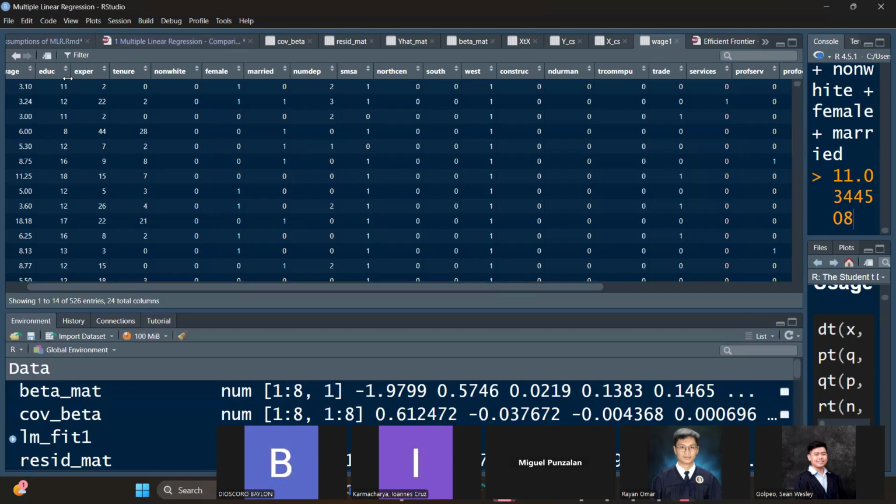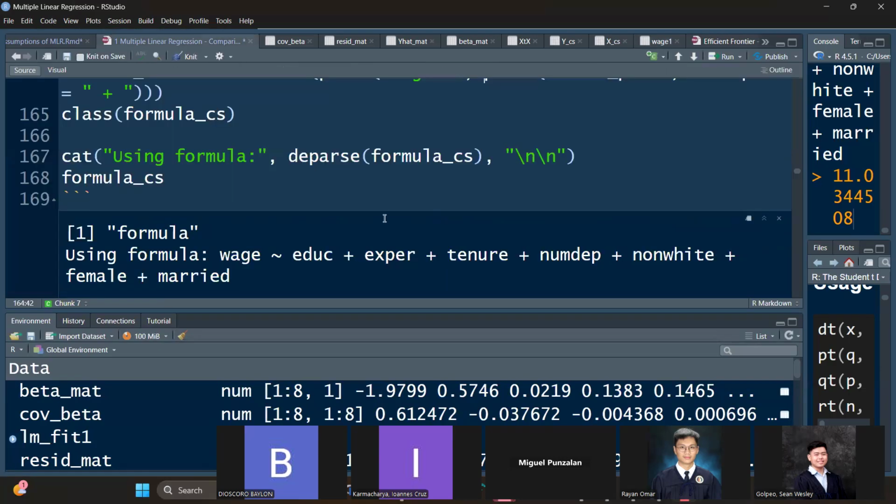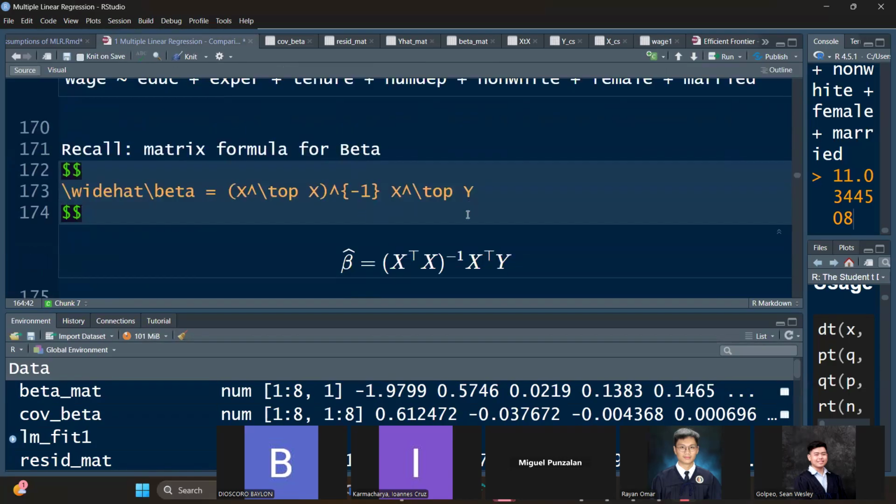We'd like to create a model where we would like to relate or associate, let's see, predict our wage variable using these predictors: education, experience, tenure, non-white, female, married, number of dependents. All of these 7 predictors. So how do we do that, class?